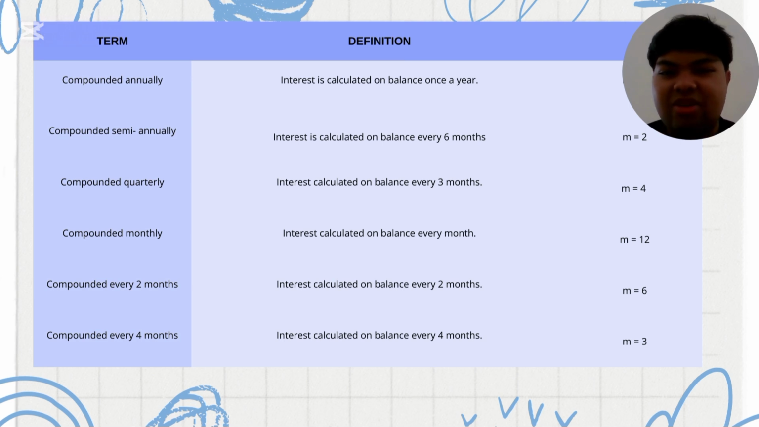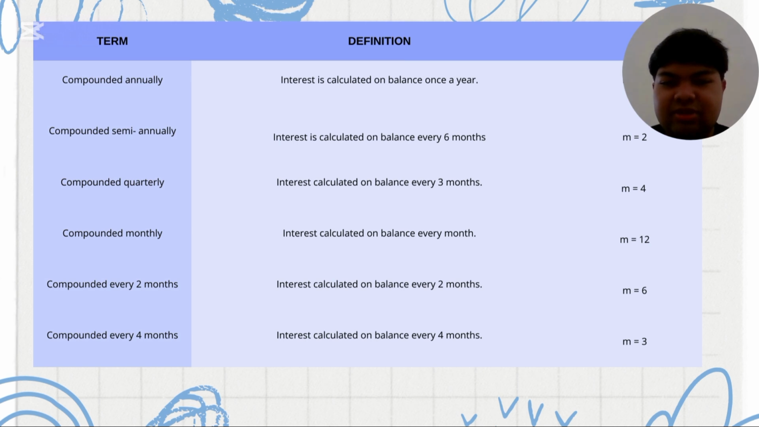Let's proceed to another one. Compounded quarterly is defined as interest calculated on the balance every 3 months, so M equals 4. Then we will proceed to compounded monthly, defined as interest calculated on the balance every month, so M equals 12.